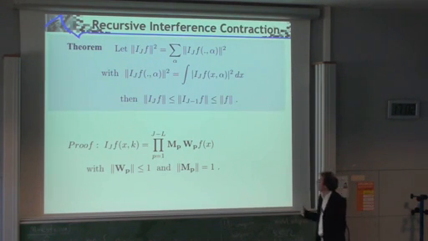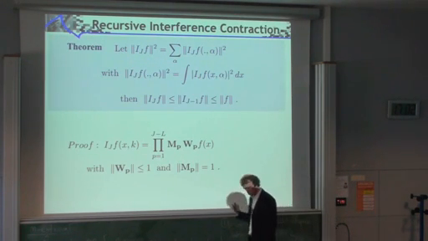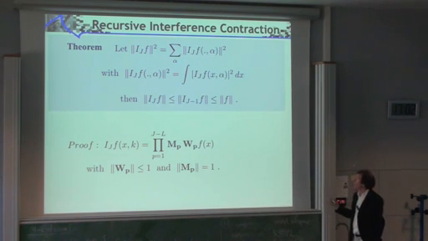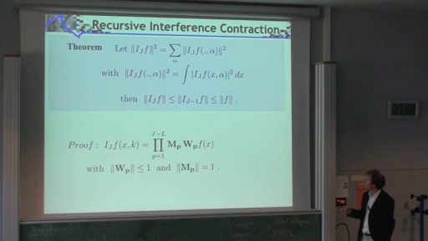Okay, so what are the properties of this transform? The first property, which is quite immediate over there, is that you have a contractive mapping because you had a product of contractive operators.